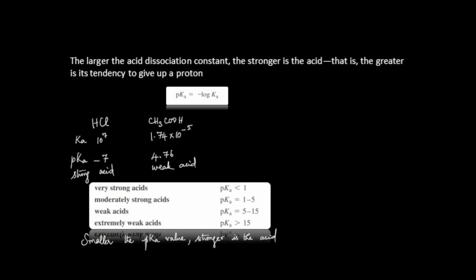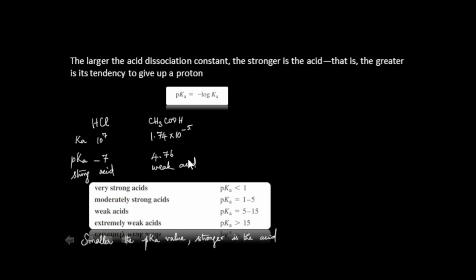See the values I have given for HCl and acetic acid. The Ka value for HCl is 10 to the power 7, and the pKa value, which is the negative logarithm of Ka, is -7. For acetic acid, Ka is 1.74 into 10 to the power -5, and the pKa value is 4.76. You can say that the smaller the pKa value, the stronger is the acid. The pKa value of HCl is -7, a very low value, so it is a strong acid. But acetic acid is nearly 4.76, so it is a somewhat weak acid.